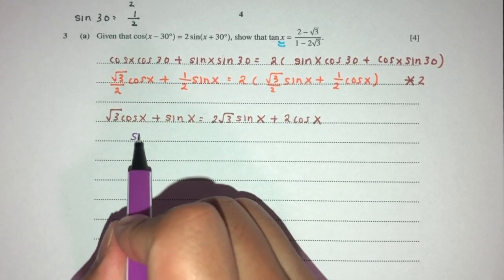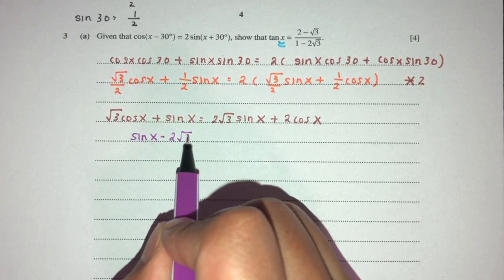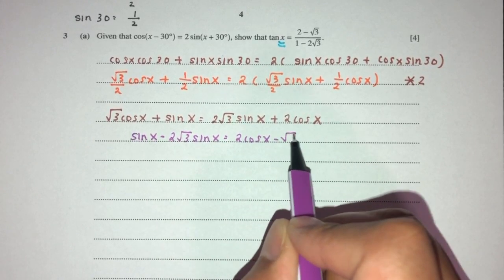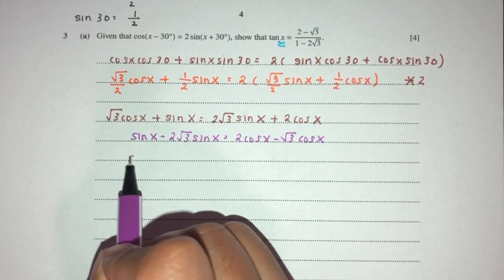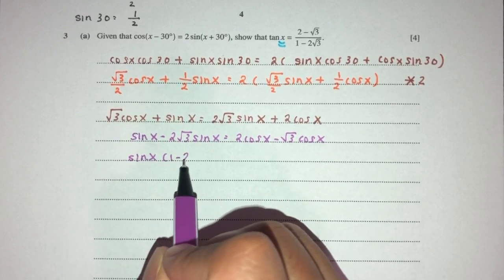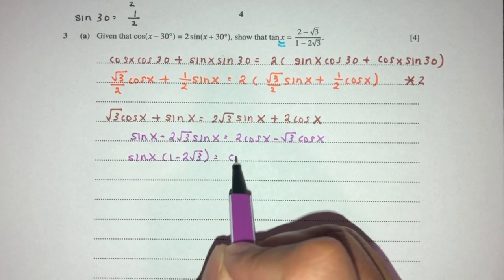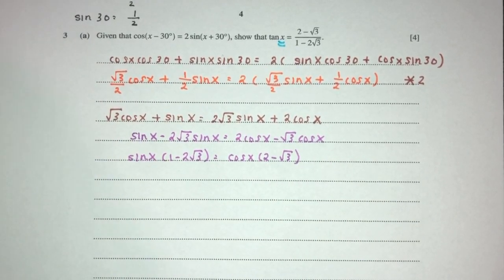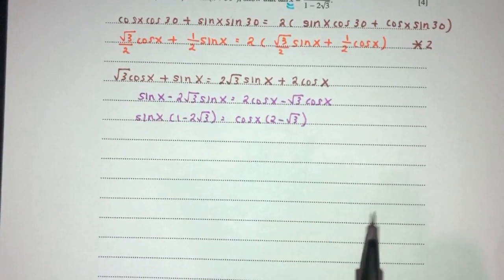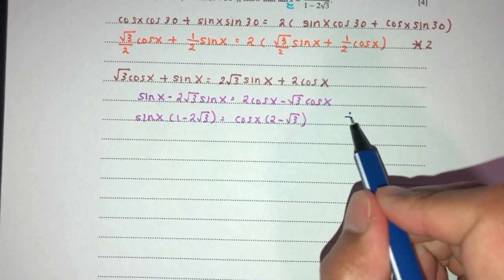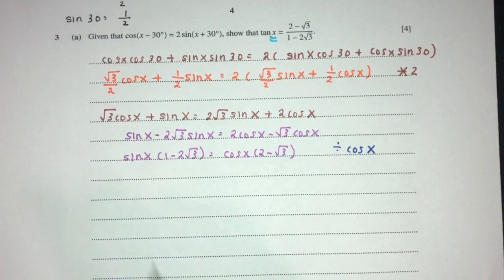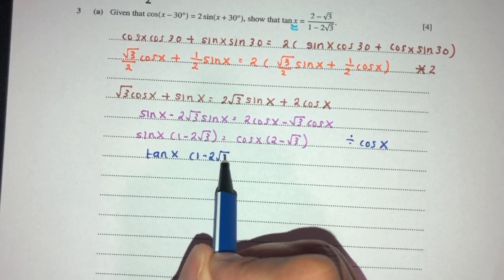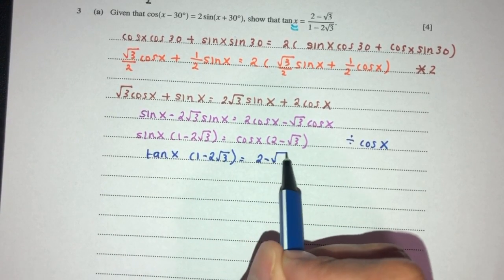You will have sine of x minus 2 root 3 sine of x. That should be 2 cos of x minus root 3 cos of x. Factorize, sine of x could be outside, should be 1 minus 2 root 3. Cos of x should be outside, that should become 2 minus root 3. Now, we do realize here we need the value of tan. Tan is sine over cos. Divide by cos everywhere. You will have the value of tan over here. And that should become 2 minus root 3.